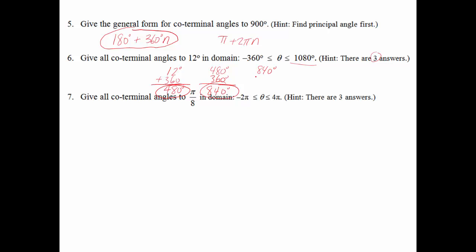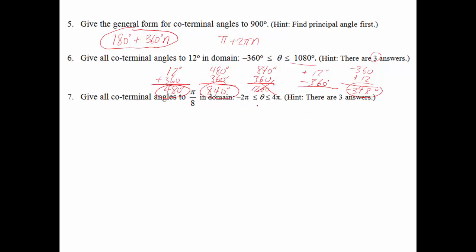I add 360 again, I'm going to get 1200, so that's too big, so I don't want that one. But now I have to go the other way. So now I have 12 minus 360. Remember, you have to put the bigger number on top. And then we're going to add a 12 to a negative 360. So we're going to have to borrow. It's negative 348 degrees. So there are my three answers. Okay.